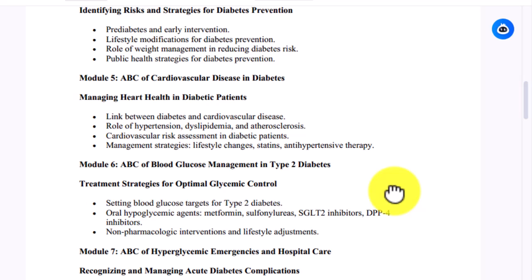ABC of cardiovascular disease in diabetes: managing heart health in diabetic patients, link between diabetes and cardiovascular disease, role of hypertension, dyslipidemia and atherosclerosis, cardiovascular risk assessment in diabetic patients, management strategies, lifestyle changes, statins, antihypertensive therapy.